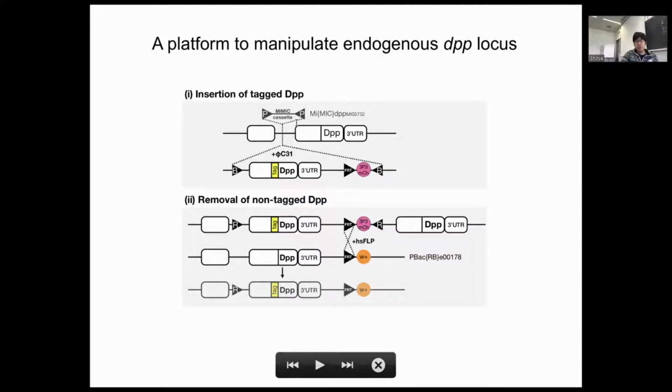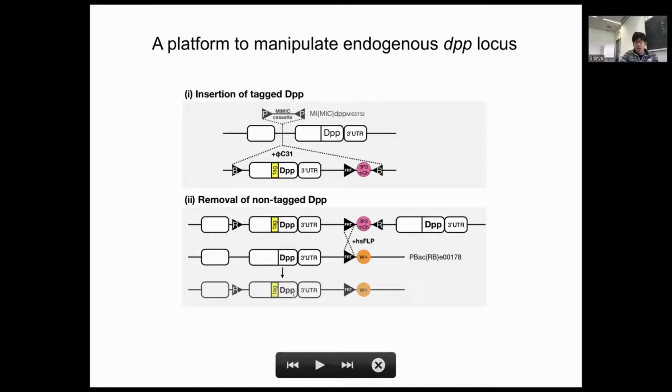Of course, you push the endogenous DPP exon behind this tagged exon. This is not super cool because this may have an impact on your study. So then we removed this by using the FLP-FRT system, as Marx and Gustavo introduced. So in the end, we can generate the clean tagged DPP. Okay, so we can replace the endogenous DPP with tagged DPP.